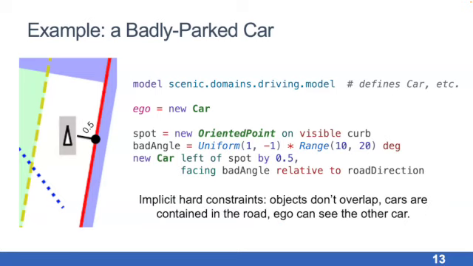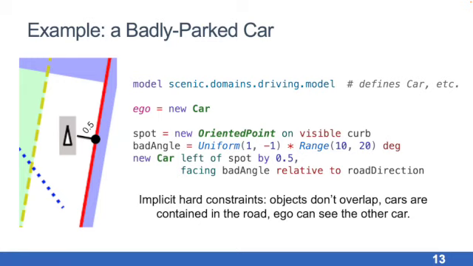Okay, that's the whole program. There's a little bit more that will happen here in the background. Scenic has some constraints built into it. So it knows, for example, that objects cannot intersect each other. You can disable that on a per object basis if you want, but it will ensure for us that these two cars won't actually collide, that this driving library says that by default cars have to be fully contained within the road and so forth.